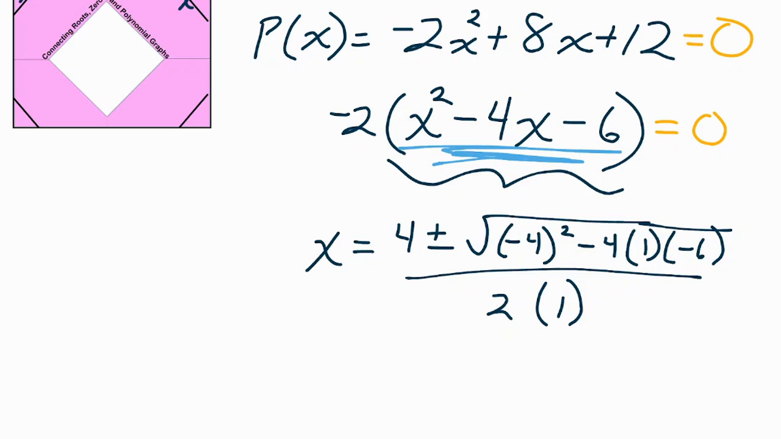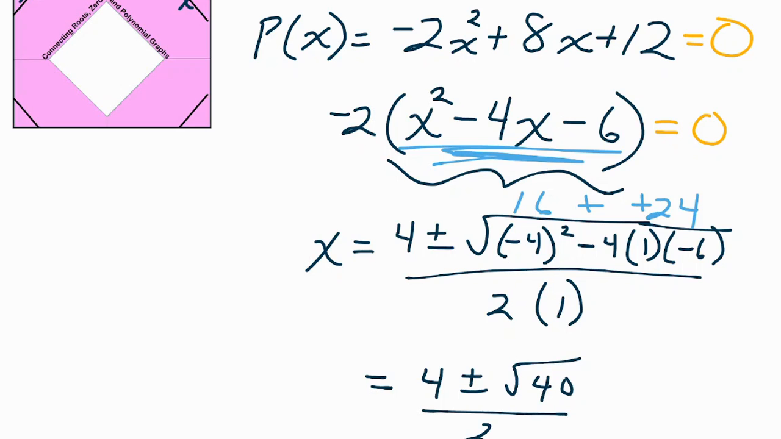factored trinomial. You'll notice that the negative 2 is not really part of this quadratic formula. Instead, I'm choosing to use the simpler, smaller numbers, because it's easier to do this multiplication, squaring, and eventually adding 16 plus 24 to get the square root of 40. That is 4 plus or minus the square root of 40, all over 2.